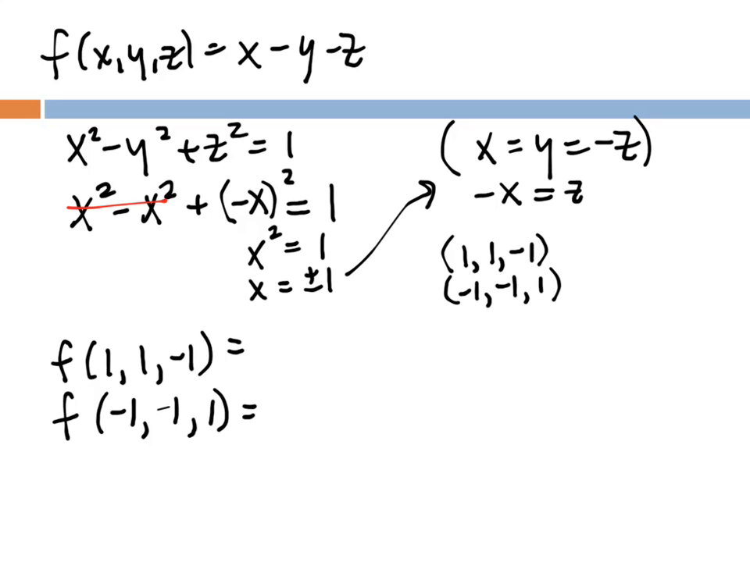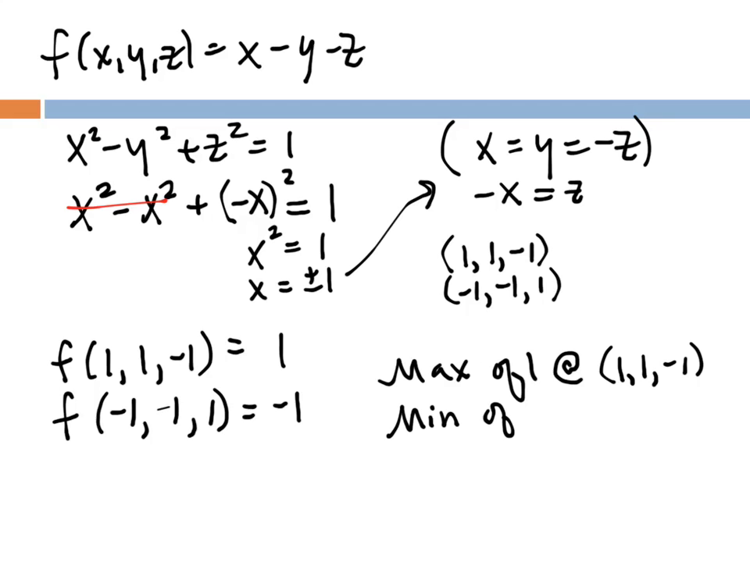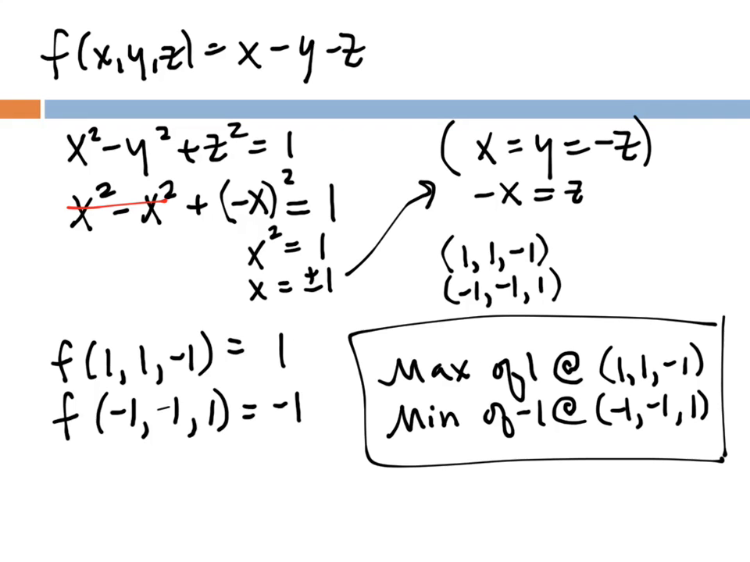I want you guys to go ahead and plug those in and tell me what you get. What's the first one going to give you? 1? I think so. And the second one? Negative 1. So what can you tell me about maxes and mins? Right. Perfect. Any questions on that one?